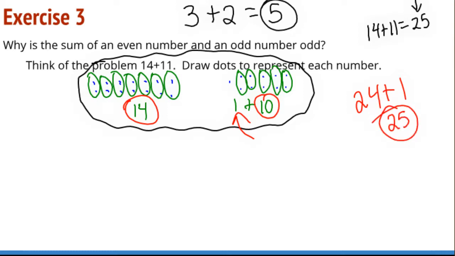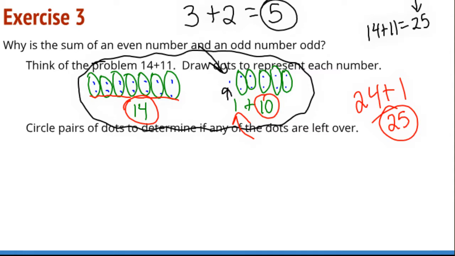So as we look at the model and we start to extend this in thinking about all situations of even numbers and odd numbers, the even number will always make pairs. There will be no leftover dots with the even number. With the odd number, there will always be a leftover dot. So if I combine the numbers, I will always have this one dot left over, so I will always get an odd number.